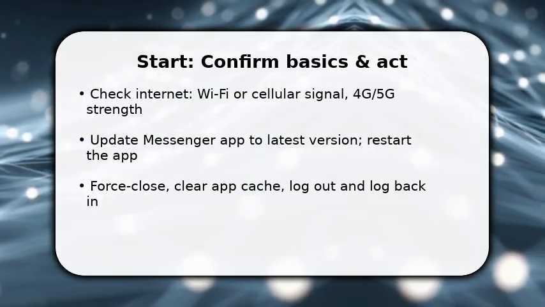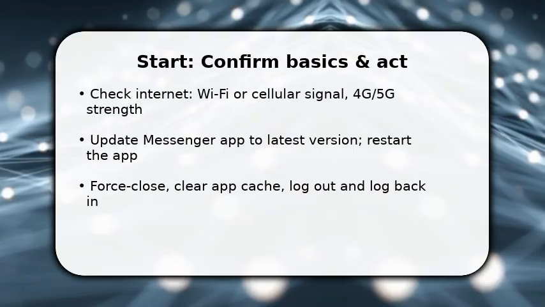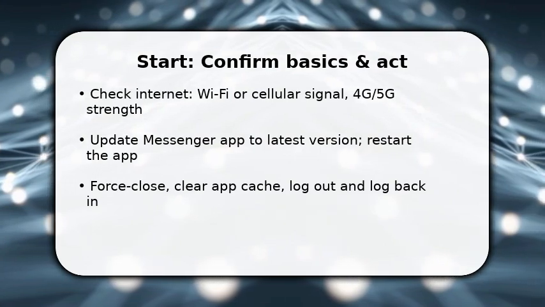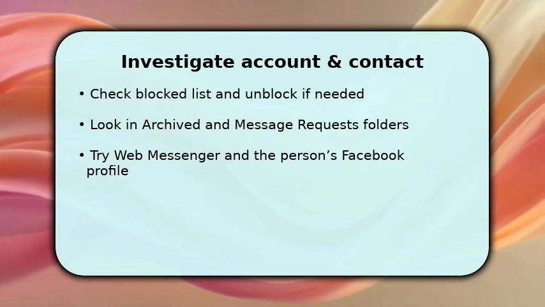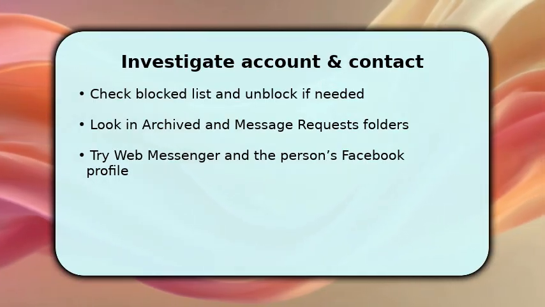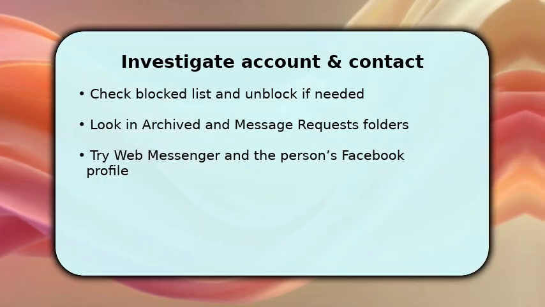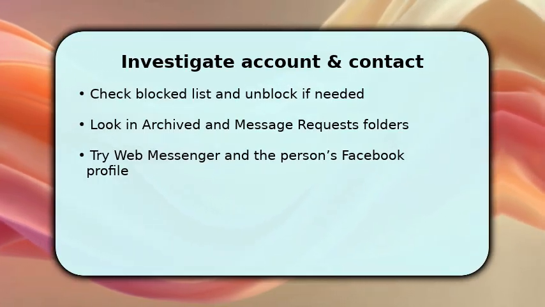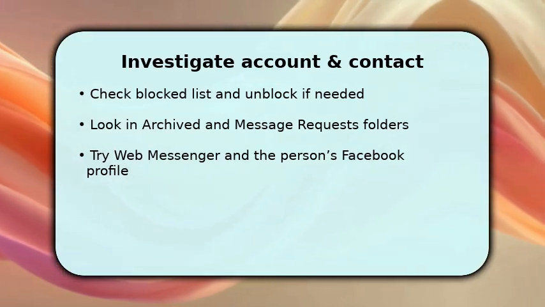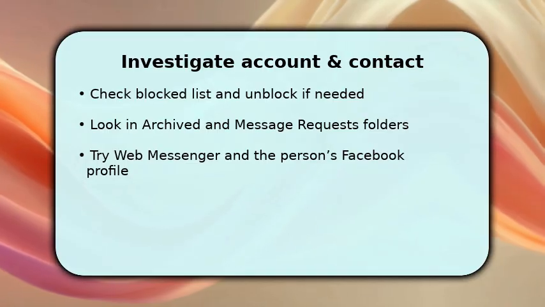Also verify you aren't using a restricted profile or VPN that masks your account, since Messenger can treat that as unavailable. Next, you dig into account and contact settings to find why the person shows unavailable. Open Settings, check the blocked list, and unblock the contact if present. Blocked users appear unavailable. Then inspect archived chats and message requests in case the thread moved.